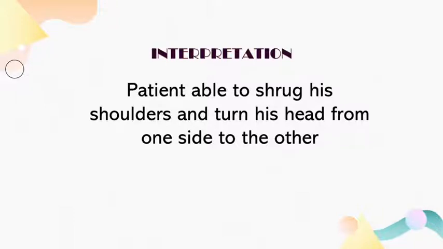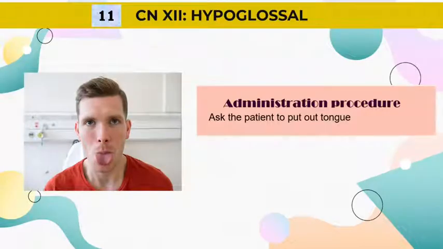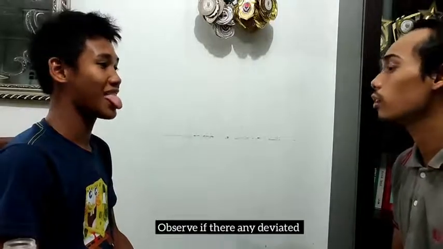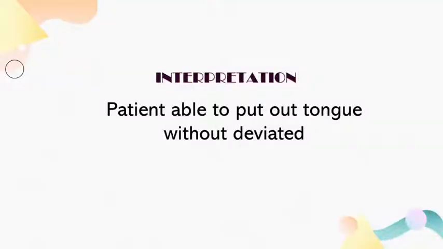Now, moving on to the last component in the cranial nerve assessment, which is the hypoglossal nerve test. And here is the administration procedure. For the hypoglossal test, I want you to put out your tongue. Okay, good. Interpretation: patient is able to put out the tongue without any deviation.